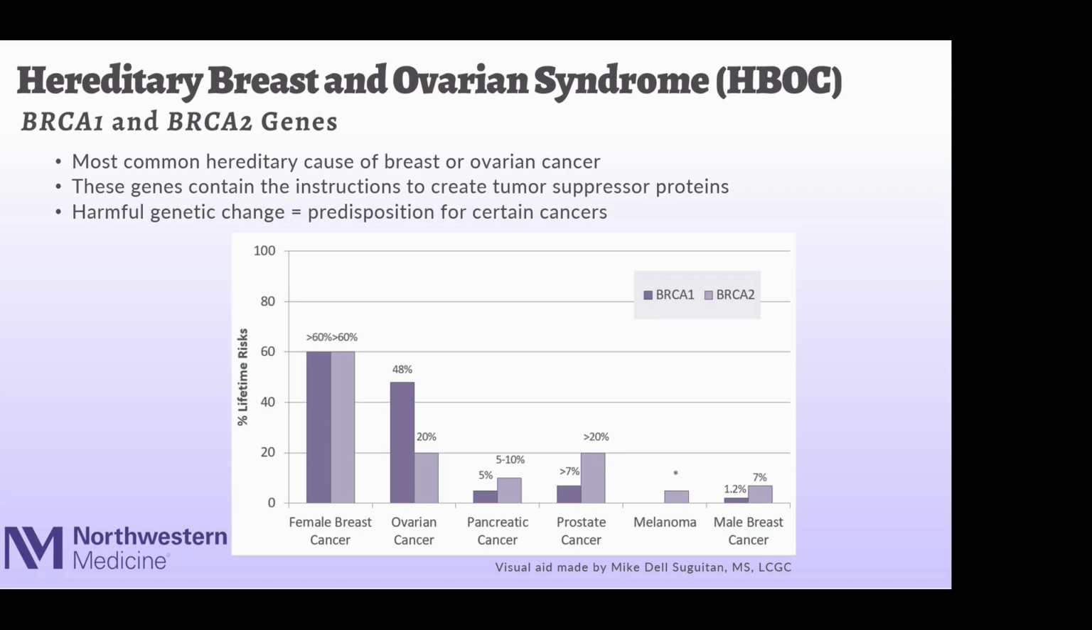So I'm going to review the typical cancer risks that are associated with harmful genetic changes in these two genes and the lifetime risk using the age of 80 to develop those cancers. For these increased cancer risks, there are surveillance and management recommendations that are put in place to help these patients and their care teams to be more proactive and follow them more closely.